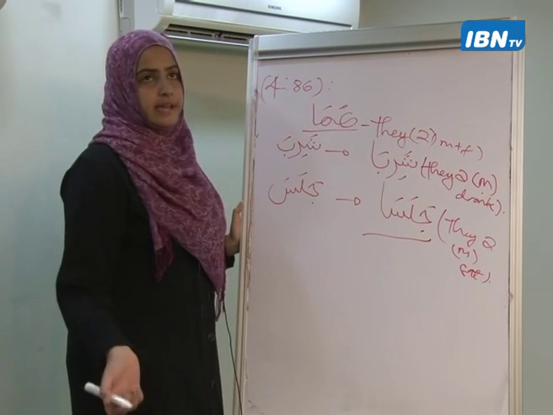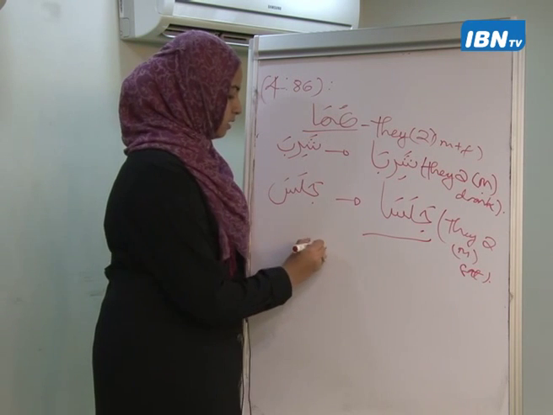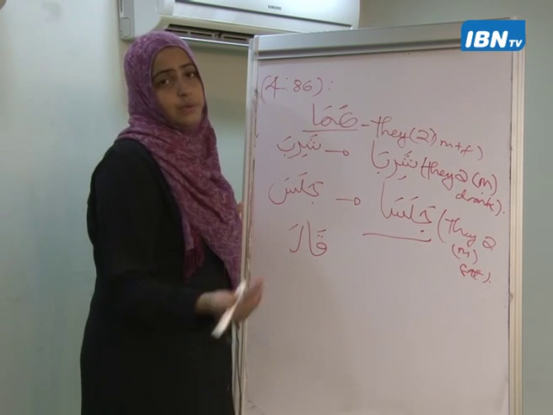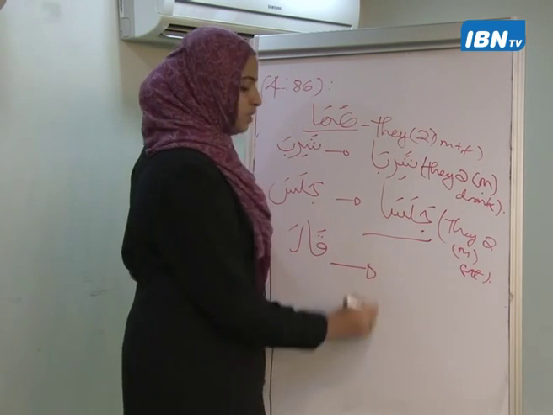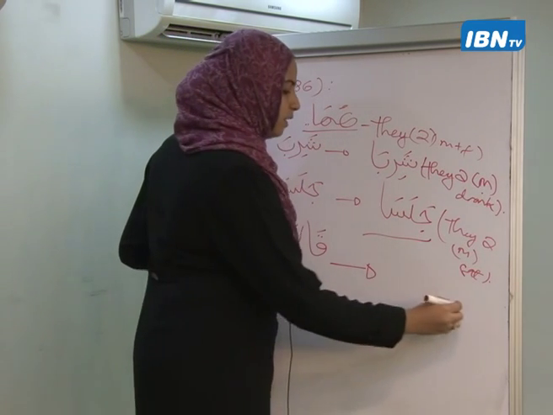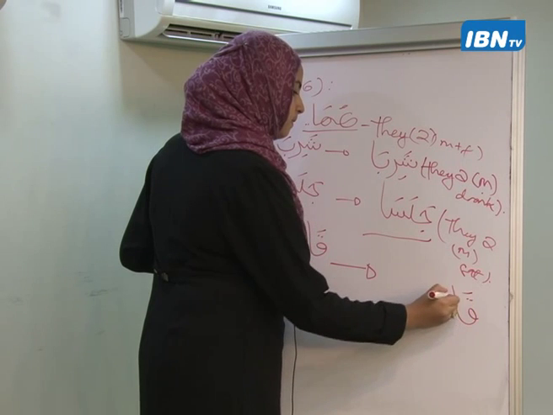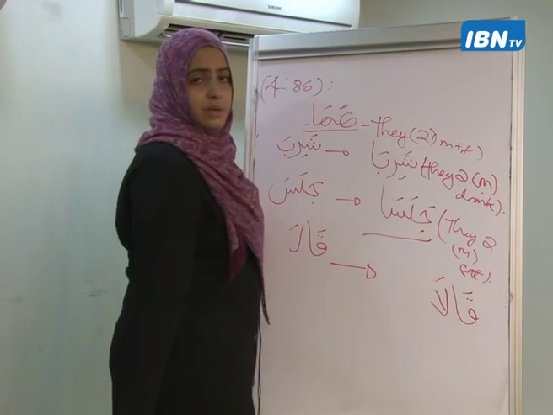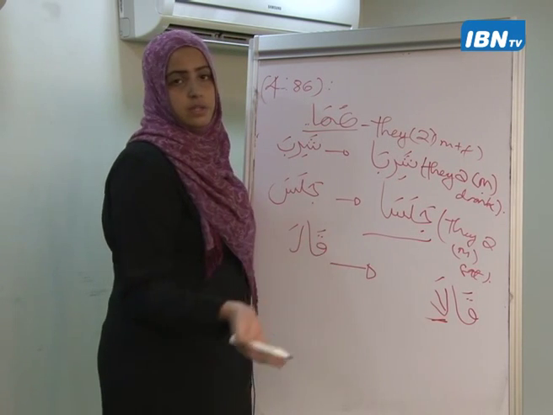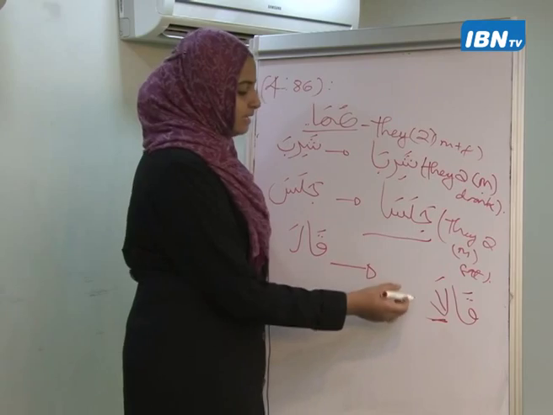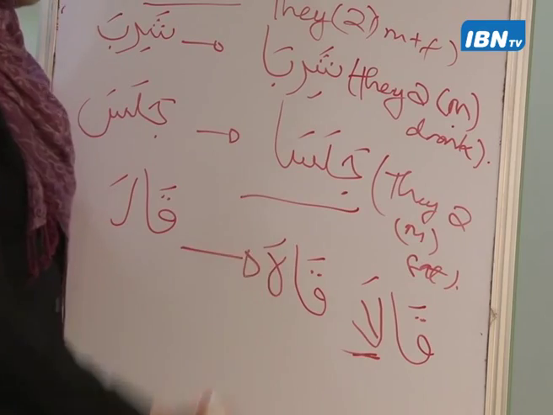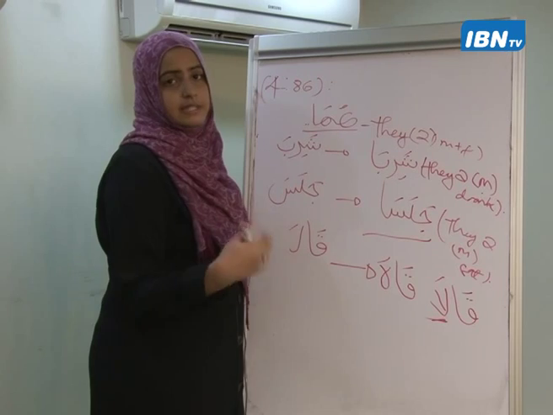Okay, for example, if I say qala, simple, I'm just going to add an alif. It's not going to be any kind of special case. Qala becomes qala with an alif at the end, okay? So you see what I've done here? I've just added an alif, and of course you have to join the alif to the lam, so it becomes more like a lam alif. You can write it like this, or even this is fine. Qala means they two male said.